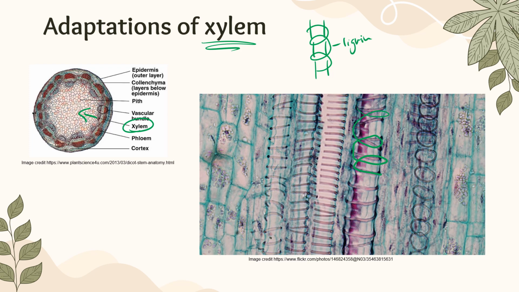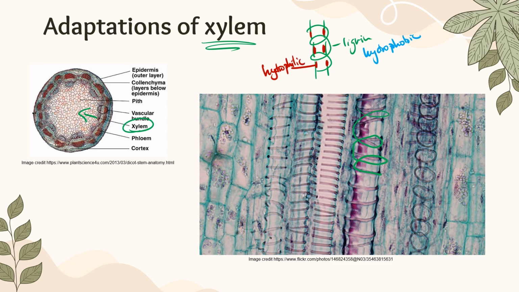Instead, it's those rings. So we have lovely hydrophilic cellulose, lots of it, and then there's just little rings of lignin. And again, that lignin is hydrophobic, nonpolar, whereas our cellulose that makes up the majority of the wall of the xylem is going to be hydrophilic.